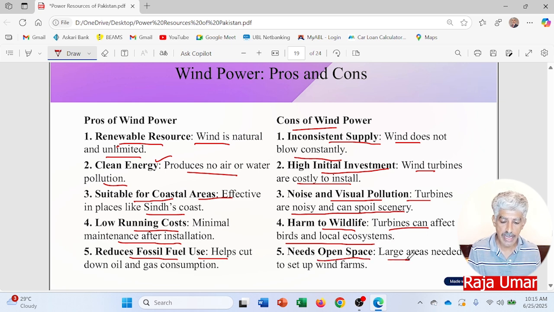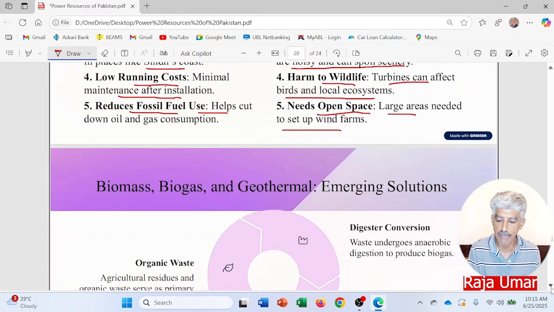Needs open space: a large area is needed to set up the wind farms. So we may not be having such areas available. So it means that we would not be able to generate enough power.